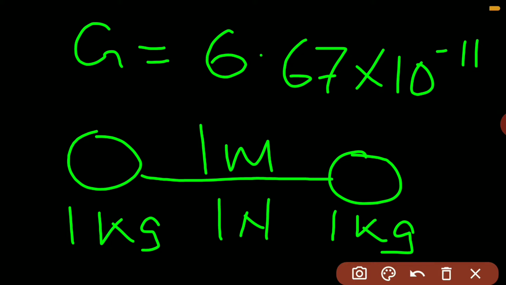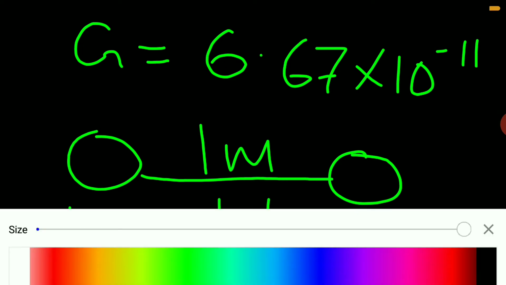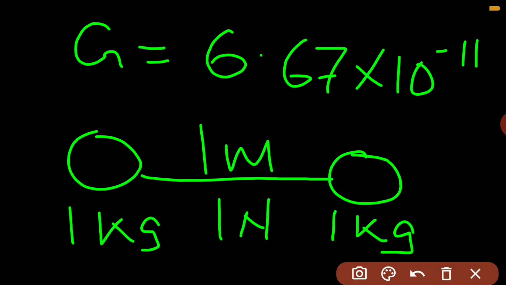So whenever the force between the two objects is 1 Newton and the mass of each object is 1 kilogram, such that they are separated by a distance of 1 meter, then only the value of G will be 6.67 into 10 to the power minus 11. So this is the value of capital G, which is the universal gravitational constant, for the SI units of other factors, right? So let us go back to the page.